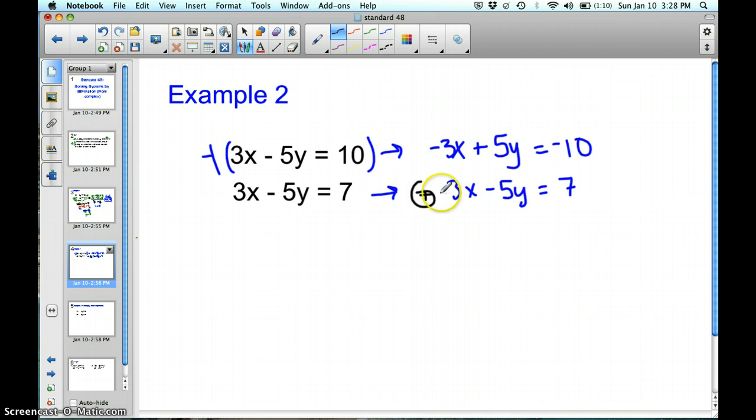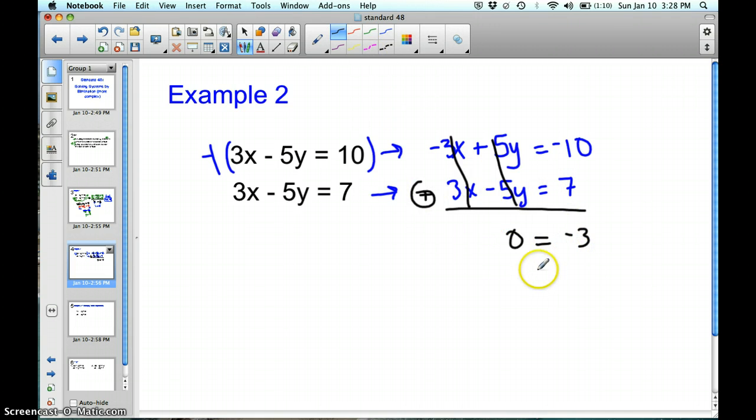I'm going to do negative 3x plus 3x. That's just going to give me 0, so those cancel out. 5y plus negative 5y. That's also going to give me 0, so those cancel out. On this side of the equal sign, I just have 0. And then over here, negative 10 plus 7 is going to give me a negative 3.